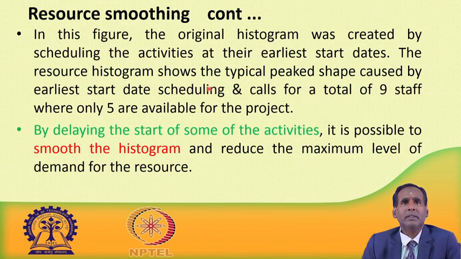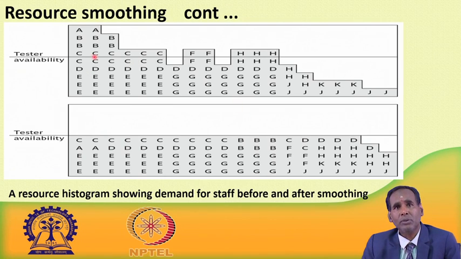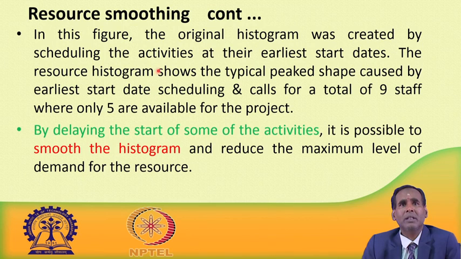So, here you can see the resource histogram shows the typical peak shape caused by earliest start date scheduling, and calls for a total of 9 staff, where only 5 are available for the project. I have always told you, you see count 1 for A, 2 for B, 2 for C, like this. So, 9 staff members are required, but only 5 are available. That is why this is the problem of an uneven resource histogram.